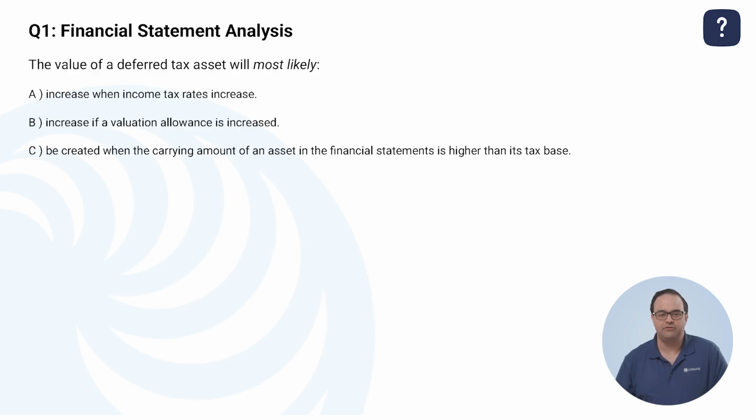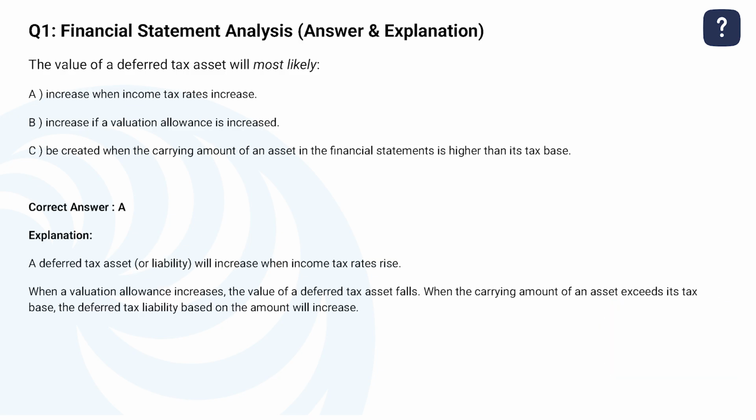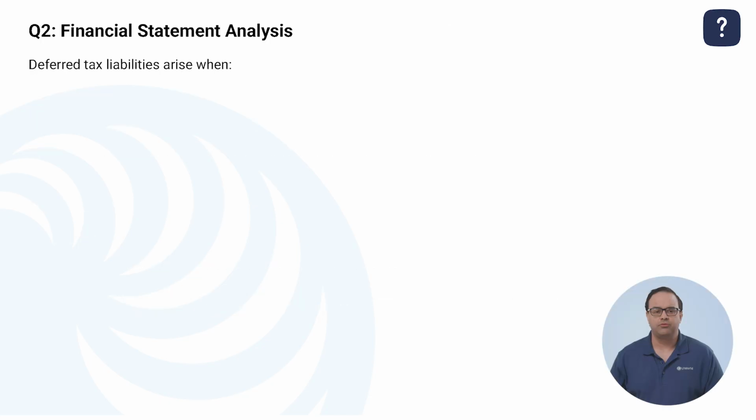So in this case, the one that would result in a higher deferred tax asset would be higher income tax rates, because the value of that benefit is greater, because the company can directly reduce their future income tax payments by a greater amount. The next question looks at when deferred tax liabilities arise and are created.